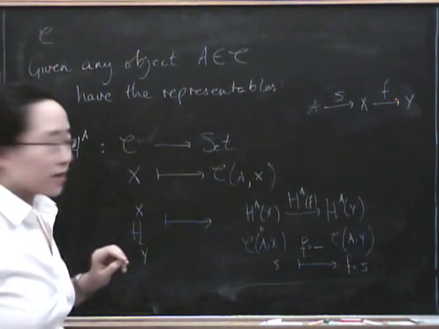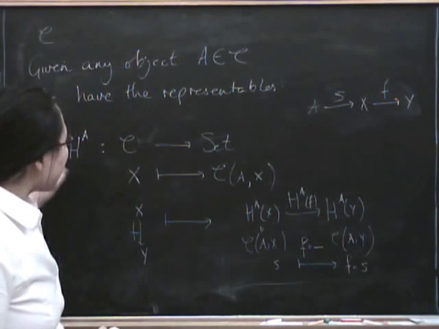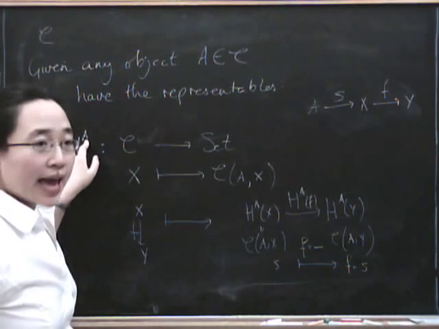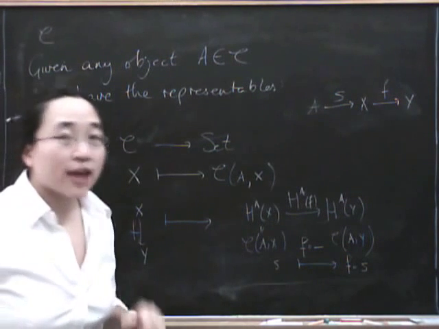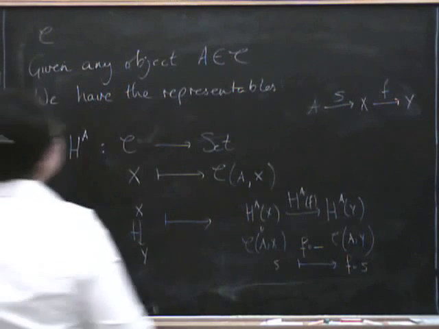Now, of course, there's one of these for every object A, but you might ask yourself whether that in itself is a functor. That is, is there a functor that sends an object A to this functor? And there is, and that's called the Yoneda embedding.